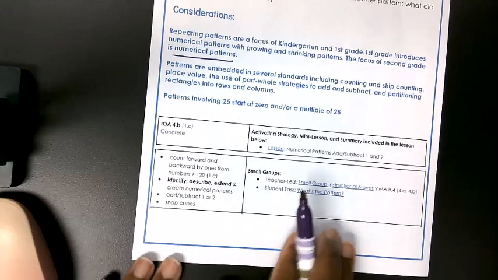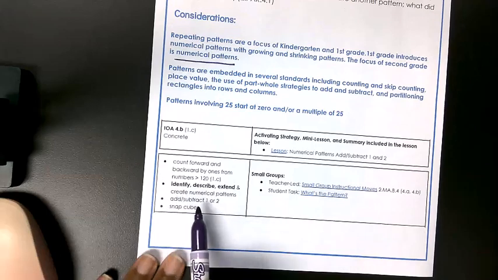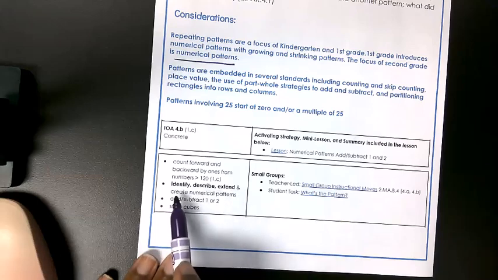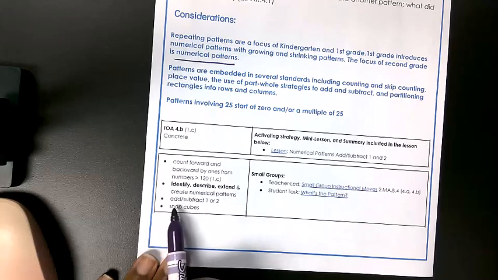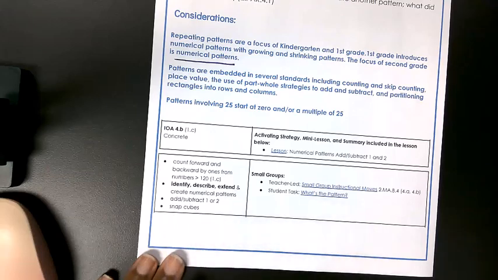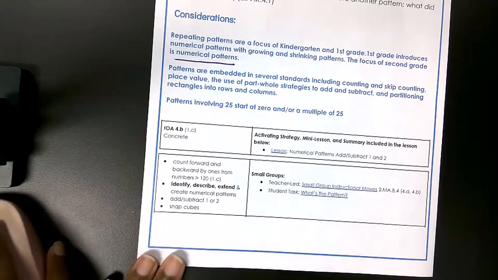We're going to actually start right here at the second bullet where it says identify, describe, extend, and create numerical patterns. Now notice that the part that is bold is the identify, describe, and extend. At this point, we're not going to ask students to create a numerical pattern. Also, the next bullet is to add and subtract 1 or 2. So they're going to need to notice patterns that are just like 1 or 2. Okay, so again, we're starting off simple so that they start to learn the concept. And one of the manipulatives that you could use is snap cubes. Today I'll be using tiles.